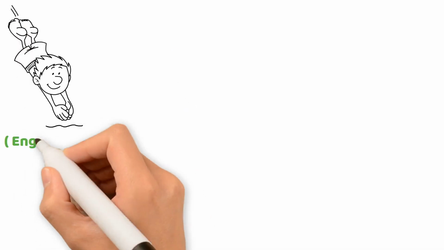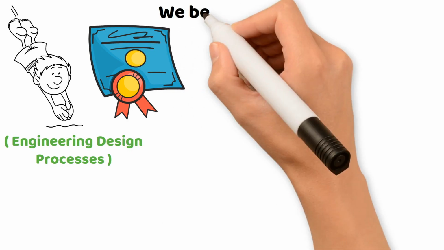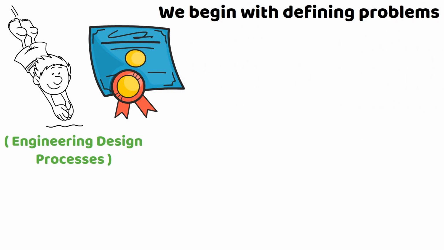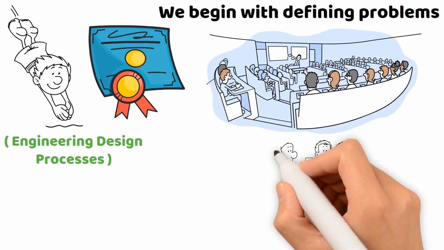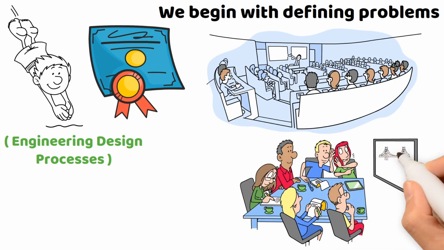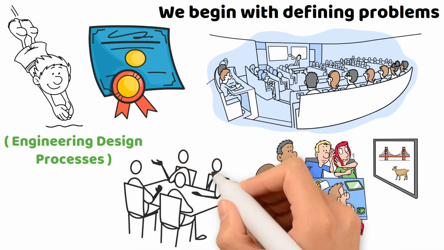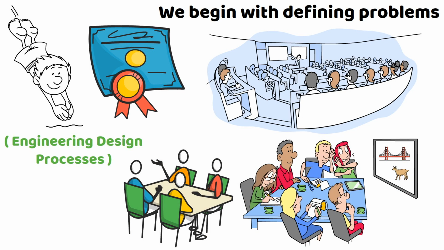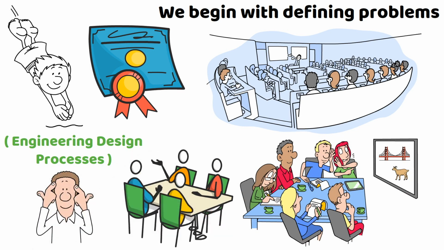Now, let's dive deeper into the engineering design processes tailored for your teacher certification exam. We begin with defining problems. Imagine teaching your students to identify real-world issues, such as designing a bridge to help animals safely cross a busy road. Help them clarify the need by discussing who is affected and why the problem needs a solution. Understanding the context is key to meaningful engineering projects.